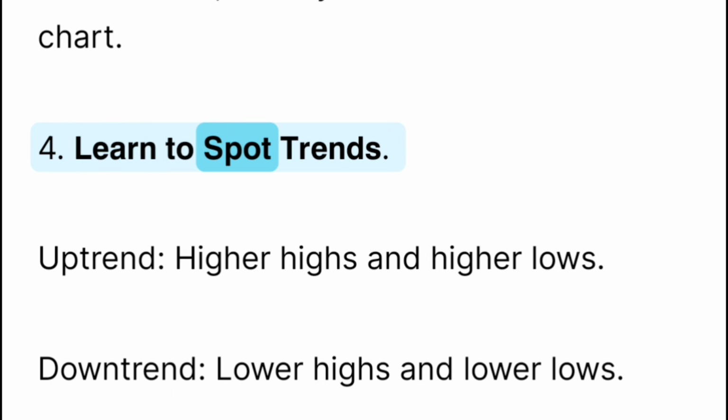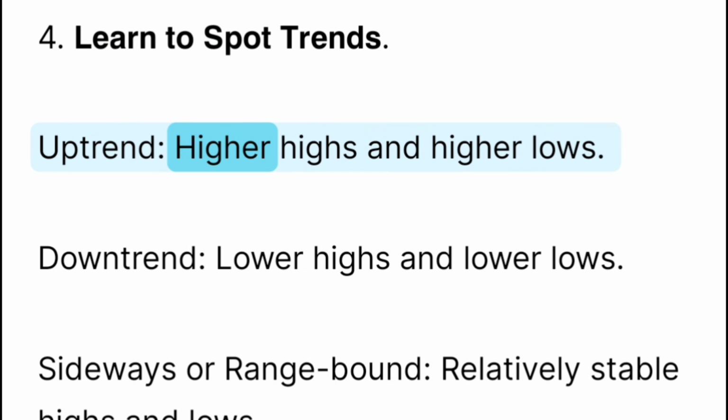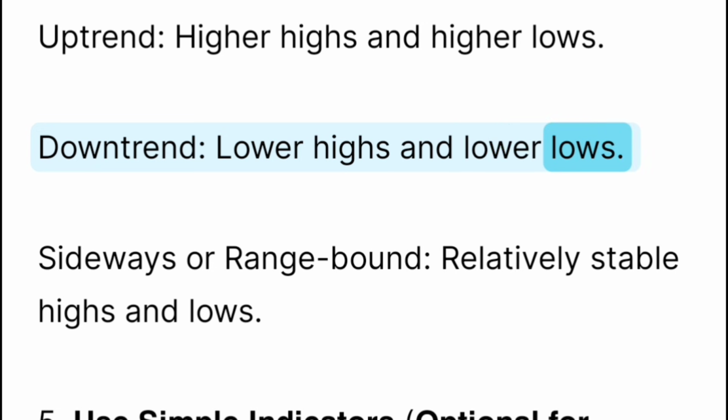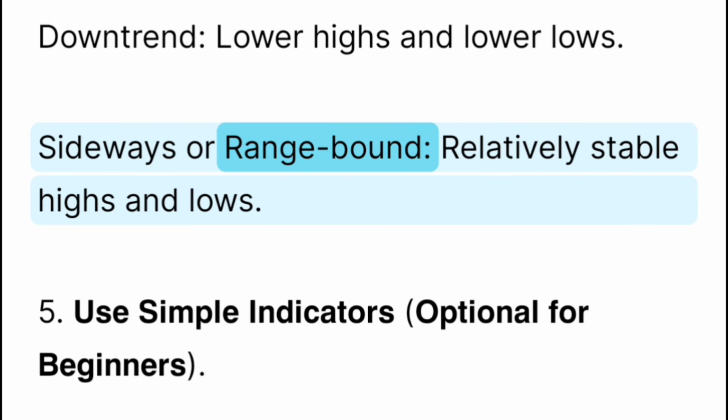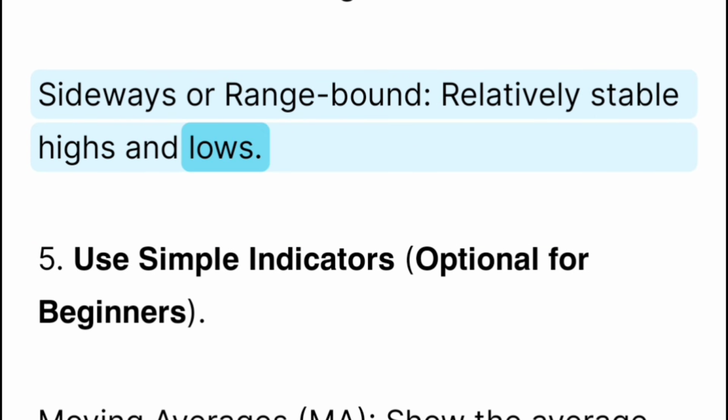4. Learn to spot trends. Uptrend: higher highs and higher lows. Downtrend: lower highs and lower lows. Sideways or range-bound: relatively stable highs and lows.